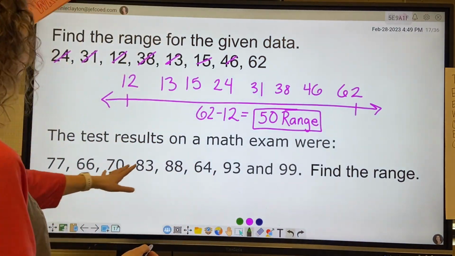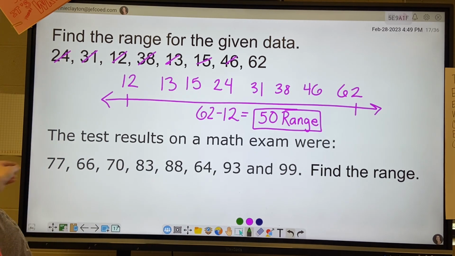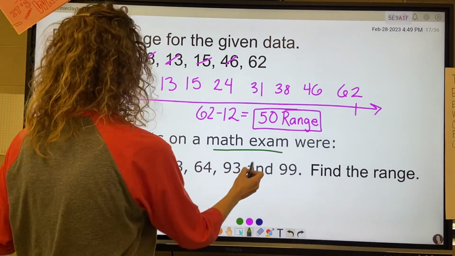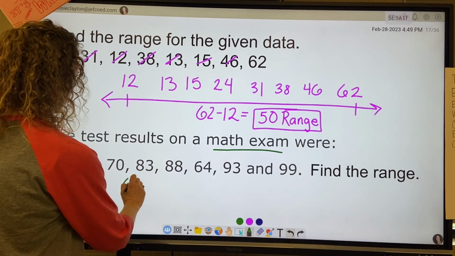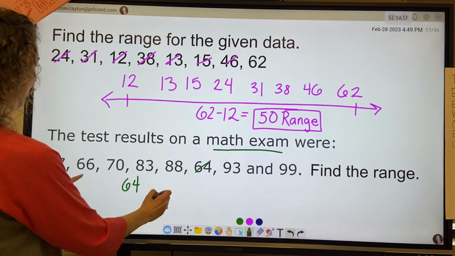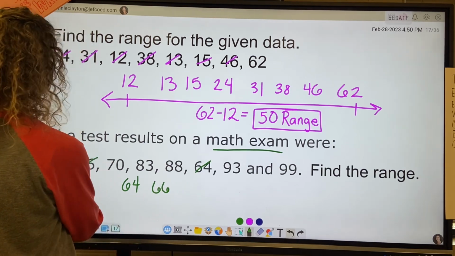Okay, so what's the worst test grade? Because these are test exams. Whew. Okay, worst test grade is a 64. Okay, don't let that be you. All right, then a 66. Still, don't let that be you either.